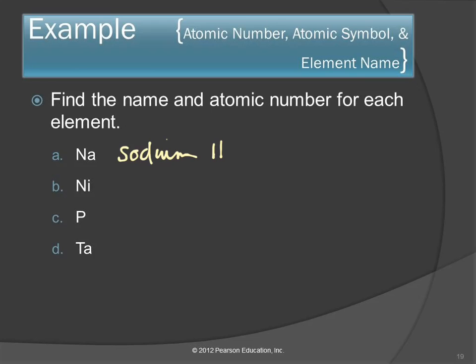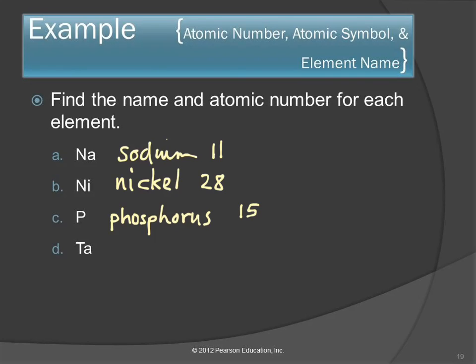How about Ni? What's that? Nickel. And it's El, not Le. What's nickel's atomic number? 28. How about P? Phosphorus. That is what, 15?